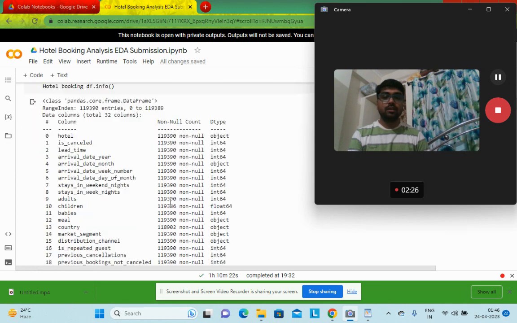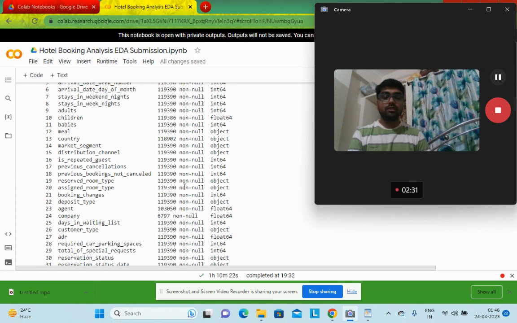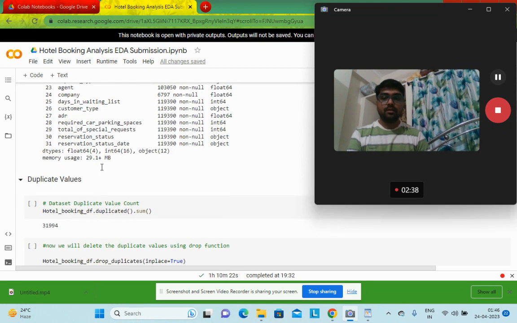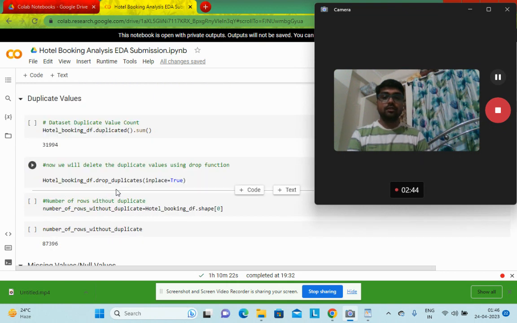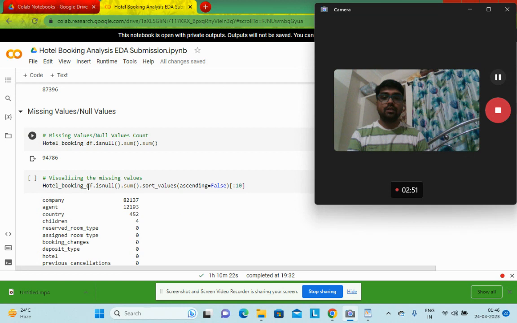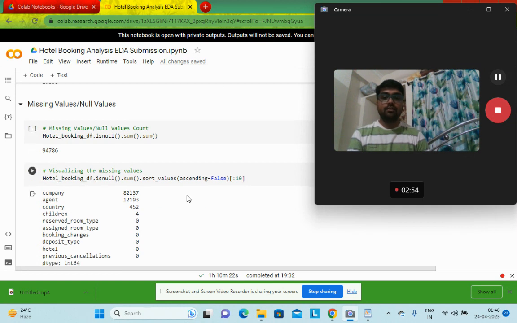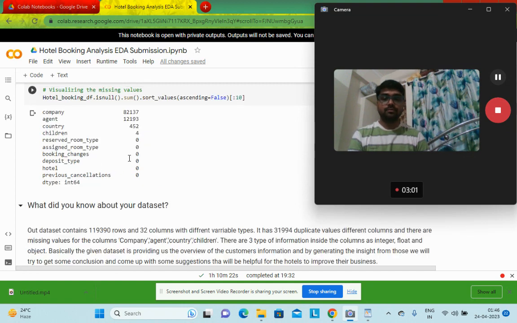You can see from here that mostly the information is in object, int or float format. Next, I have checked the number of duplicate values and also cleared the duplicate values to avoid any confusion while doing the analysis. Then I have checked the number of null values and also visualized the null values. So company, agent, children and country are the 4 columns which have null values.